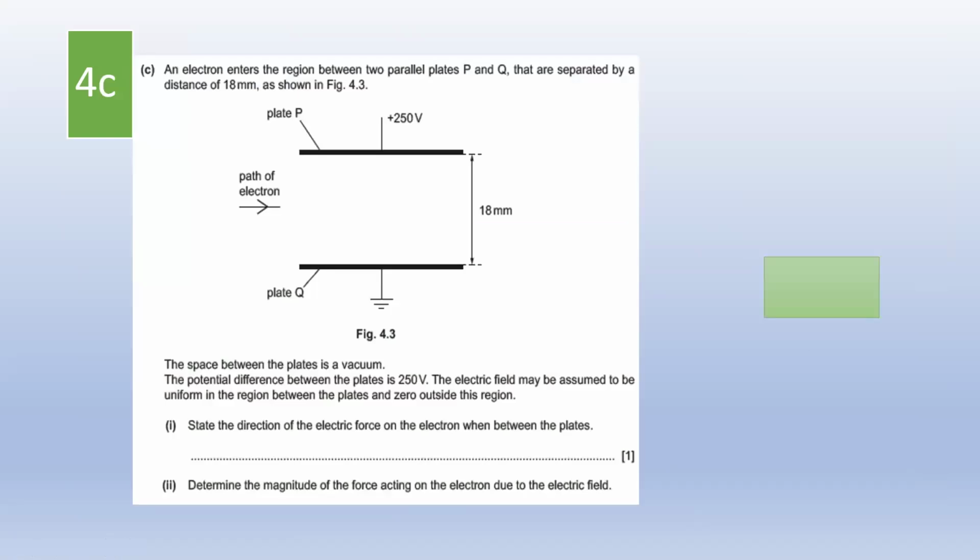An electron enters a region between two plates P and Q that are separated by a distance of 18 millimeter, as shown in the figure. The space between the plates is a vacuum. The potential difference between the plates is 250 volt. Electric field strength will be assumed to be uniform in the region between the plates and zero outside the region. State the direction of the electric force on the electron when between the plates.